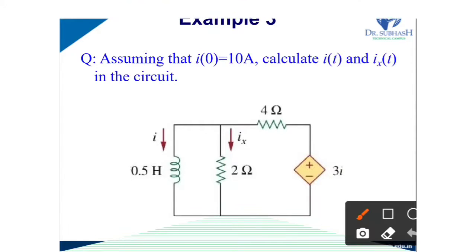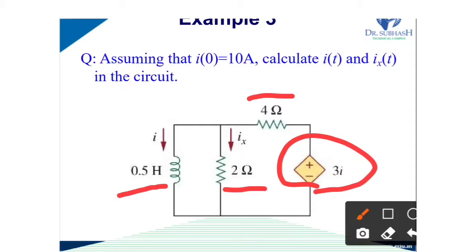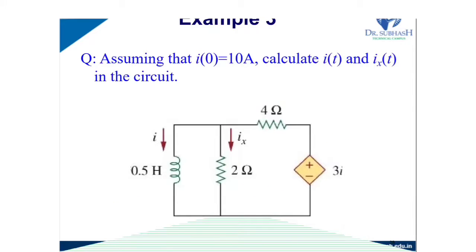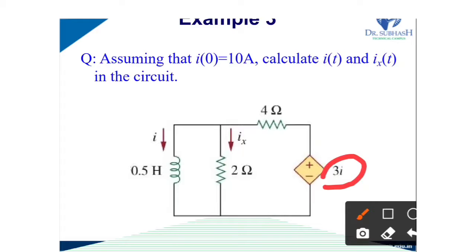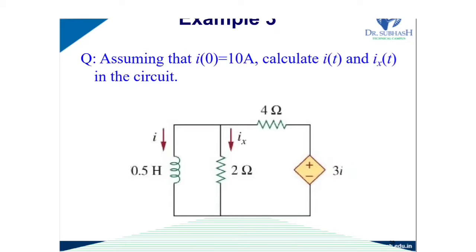Here the inductor value is 0.5 Henry, one resistor is 2 ohm, another is 4 ohm, and the dependent voltage source is 3i. So this plus and minus indicates it is a voltage source, and the value is 3i, it is 3 multiplied by this current. So it is a dependent voltage source, depending on current.